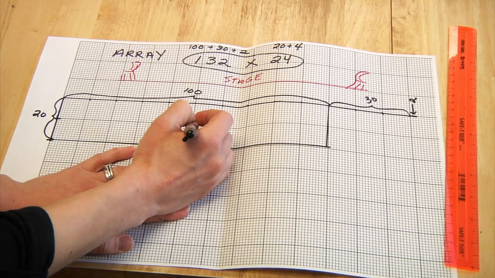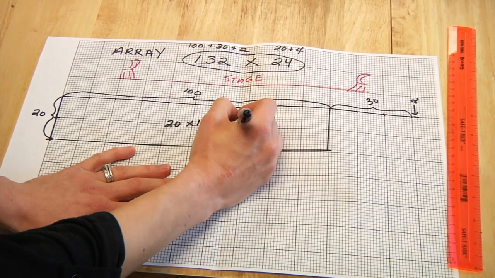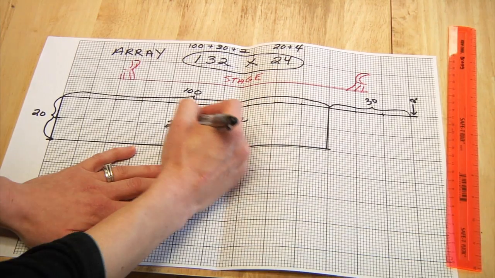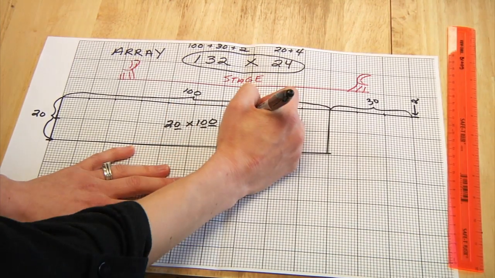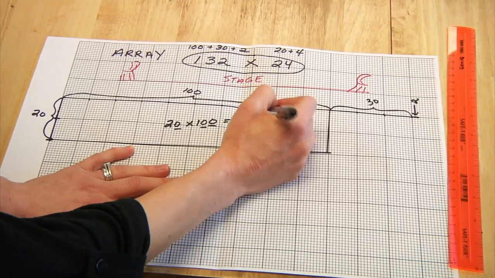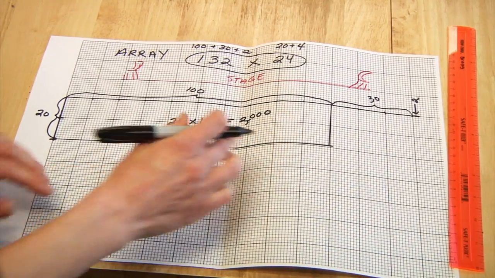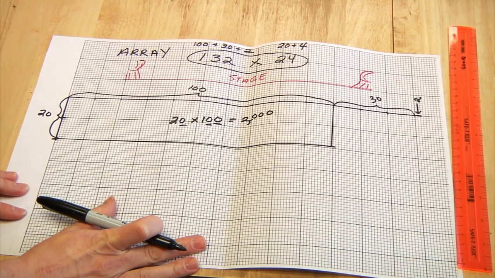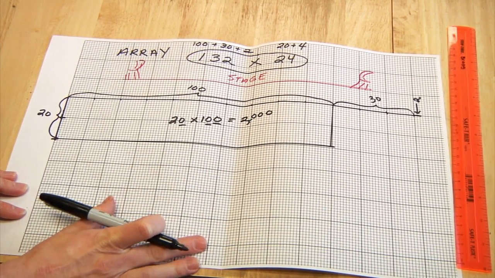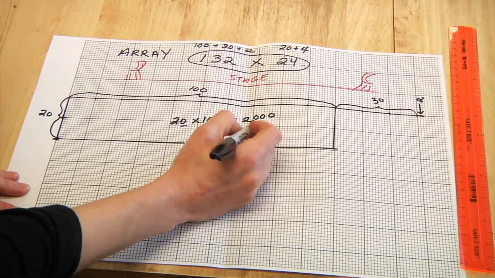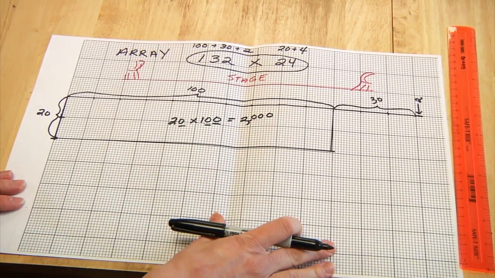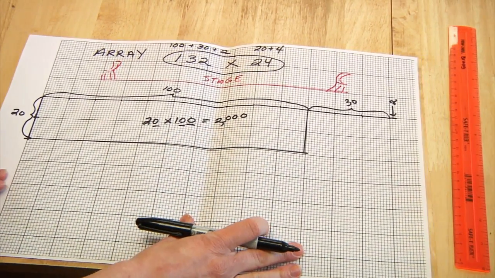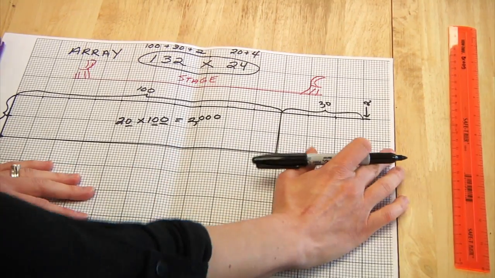2 times 1 is really easy. Then I just got to think about the number of zeros. 1, 2, 3. So inside that box, that array, I know that there are 2,000 boxes, individual little boxes, which in our imagination represent seats. Let's keep going over to the right.